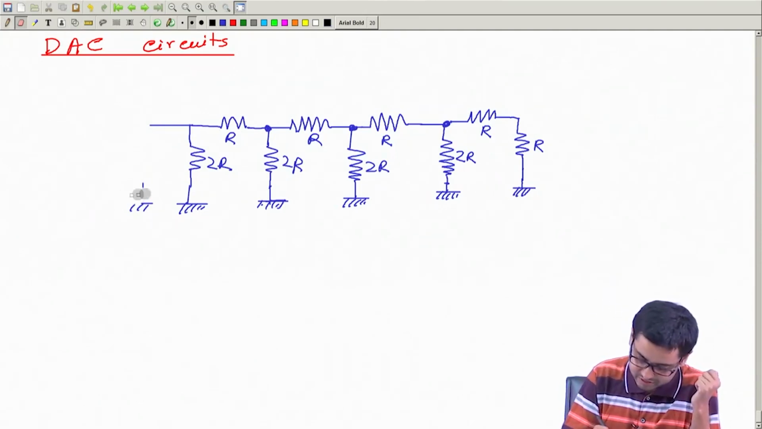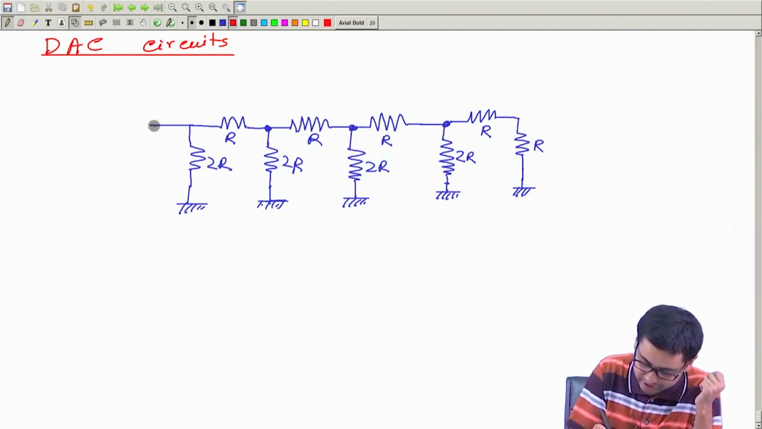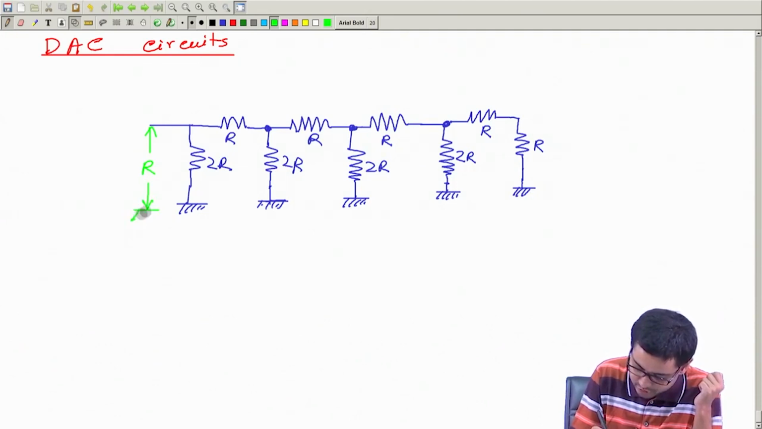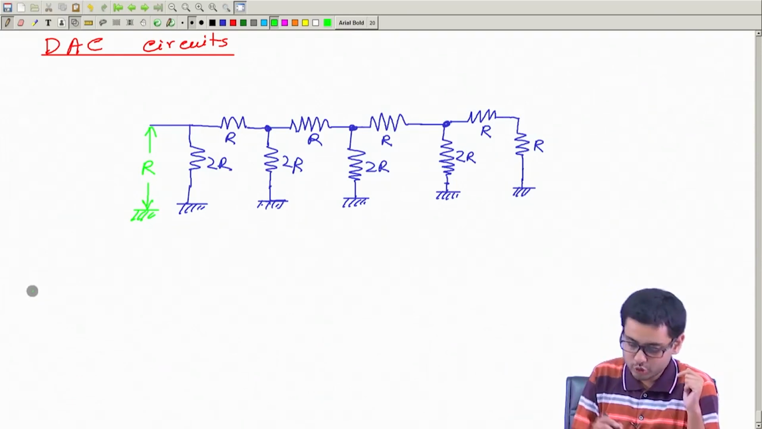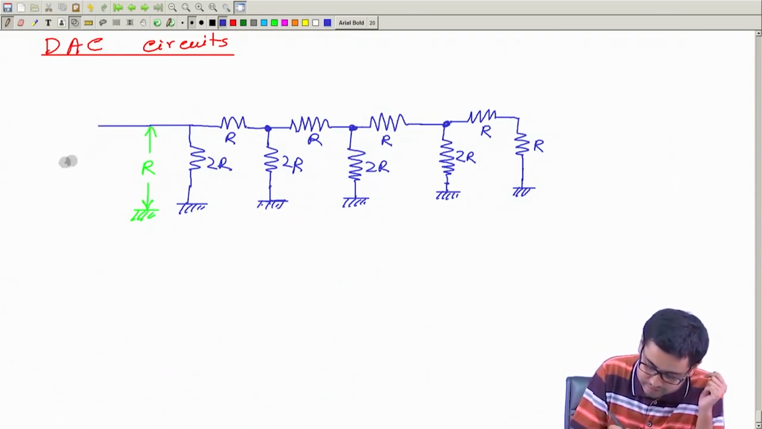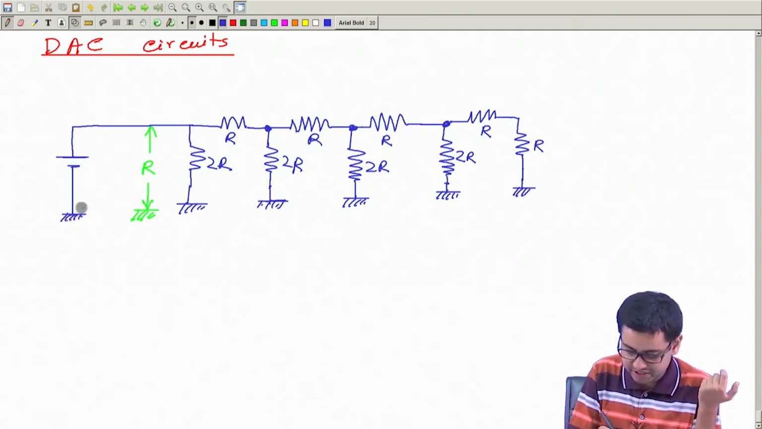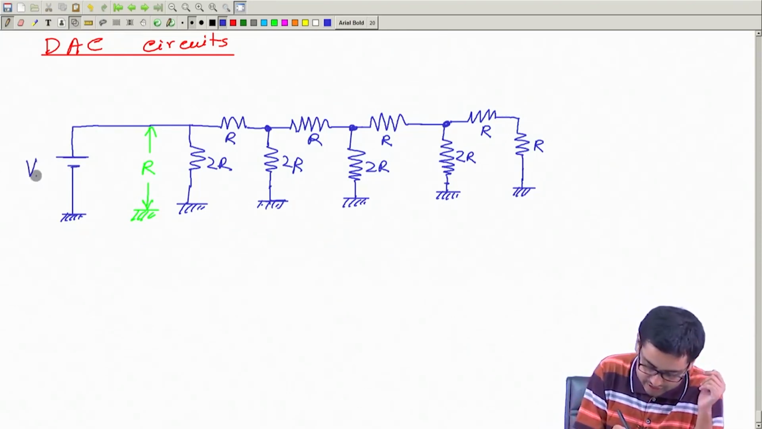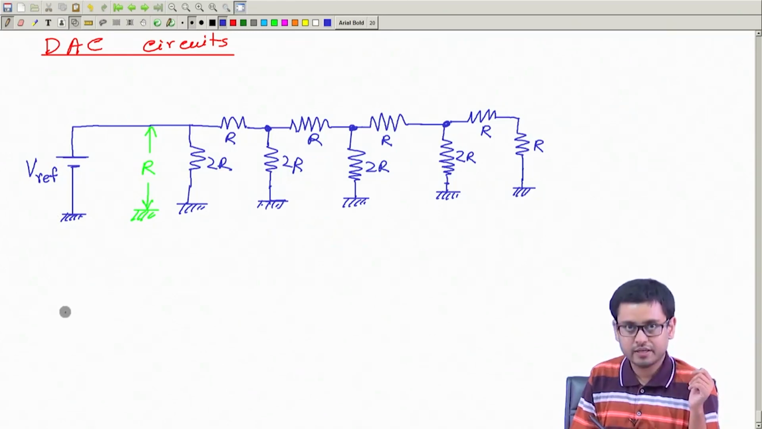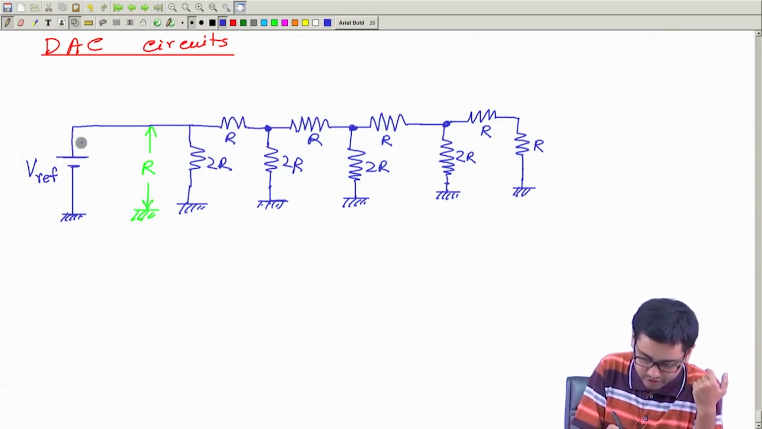Okay. Let me write that also symbolically with a different color, a light color. So the total resistance between ground and this point is R. Okay. Now what I will do here, I will connect a voltage source. This side is grounded. Grounded means all grounds are connected. You can think in that way. Call this voltage V ref, some reference voltage, plus minus.